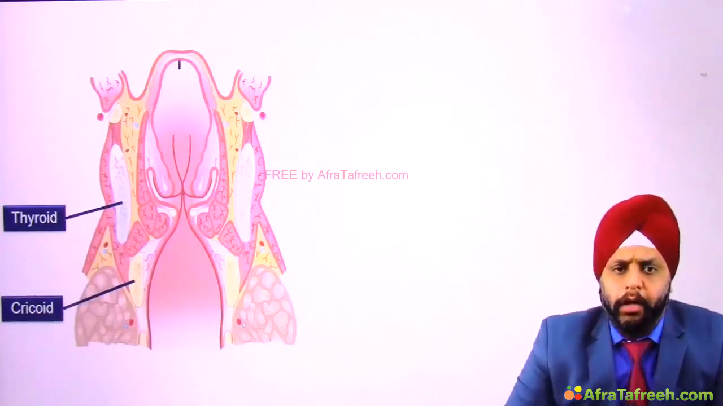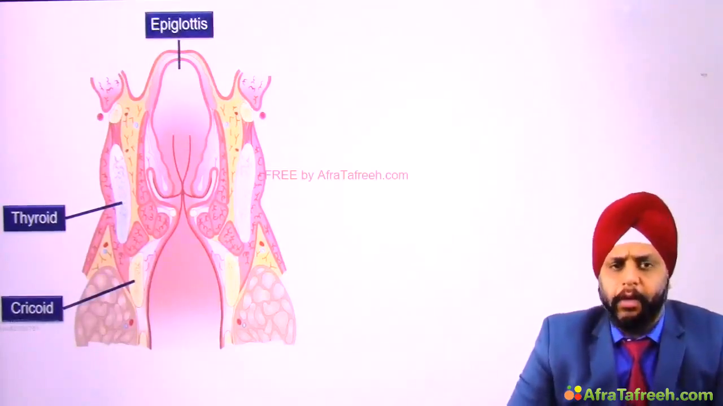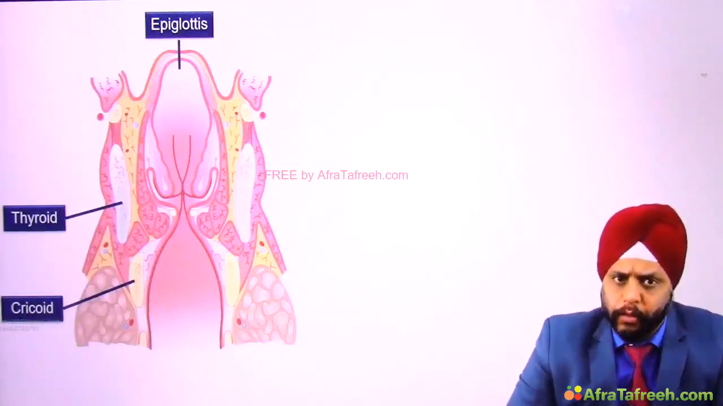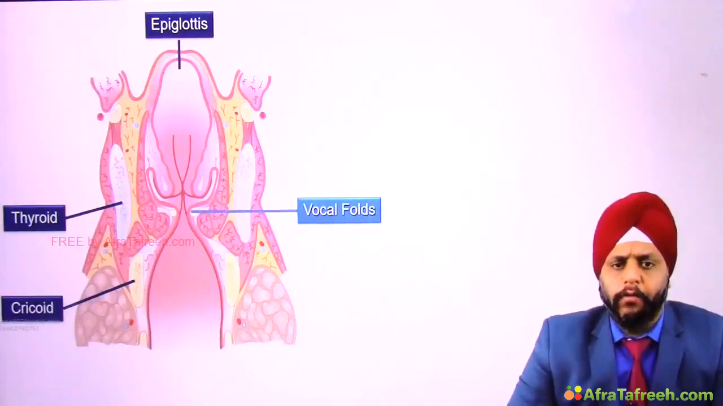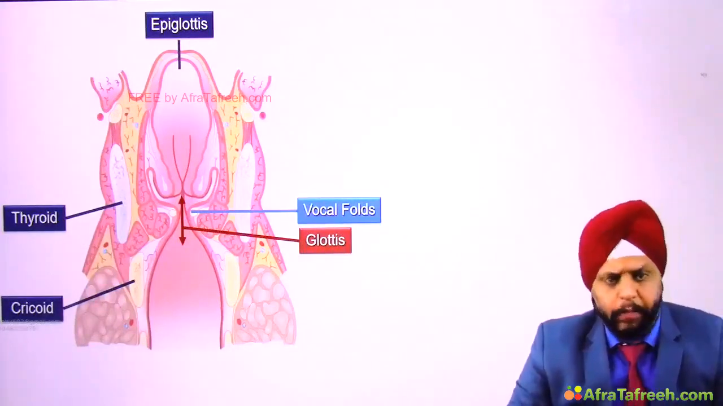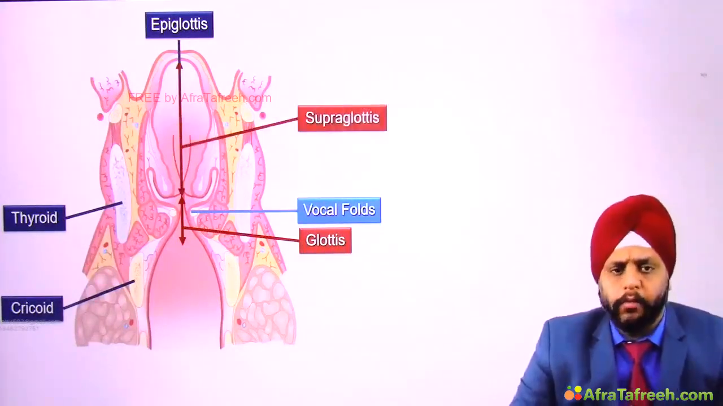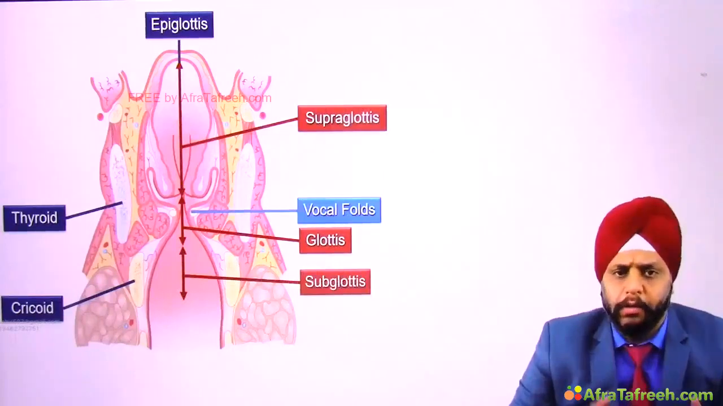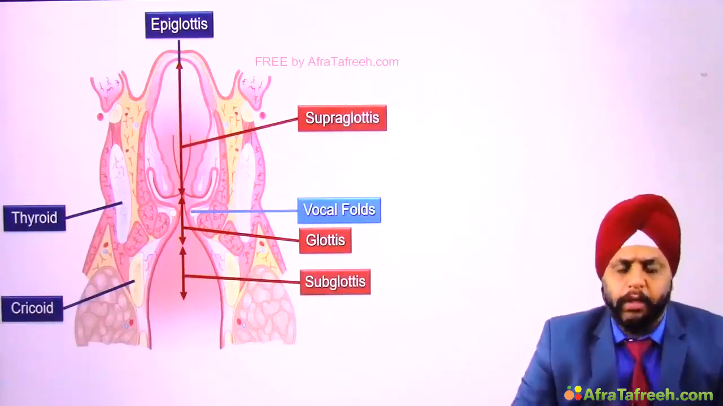Now let's look at this. This is the epiglottis right in front of you. And now we have the vocal folds. These are the vocal folds. The part of the larynx which has the vocal folds is known as glottis. Above the glottis, we have supraglottis. Below the glottis, we have subglottis. So that's clear to everyone.